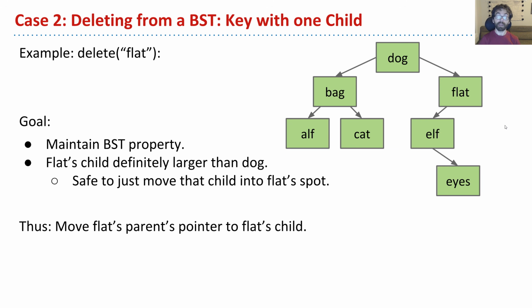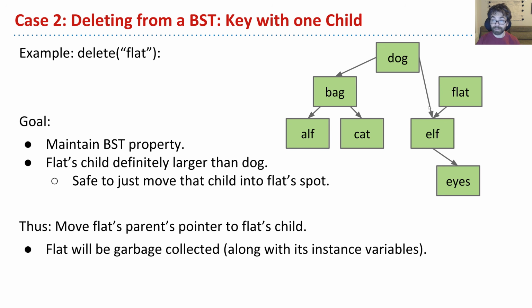All right. How about deleting a key with only one child? What does this look like? Well, remember, our goal is to maintain the binary search tree property. And what we know is that whatever, in this case, if we're deleting flat, whatever its child is, it is definitely larger than my parent, because I'm the right child of dog in this case. So it's totally safe to say that instead of pointing dog at flat, I'm just going to point my parent at my child. Okay, so if I get deleted, I point my parent at my child.